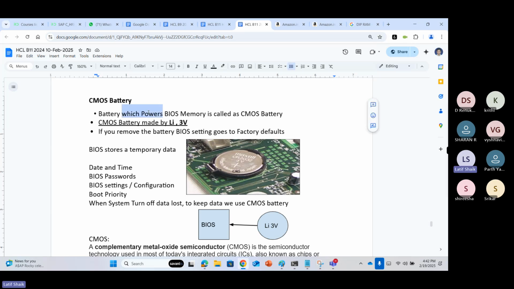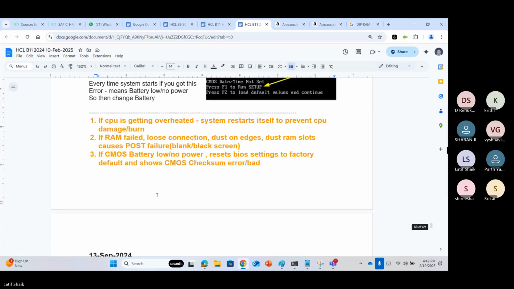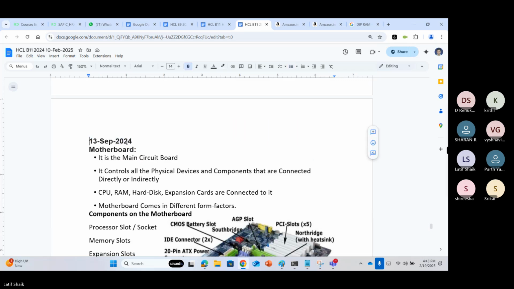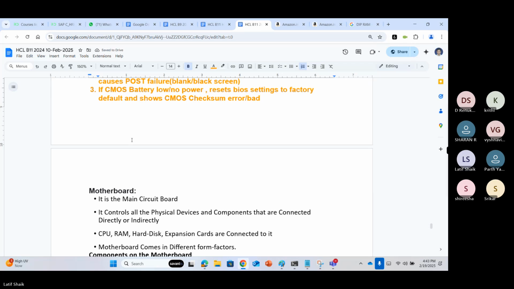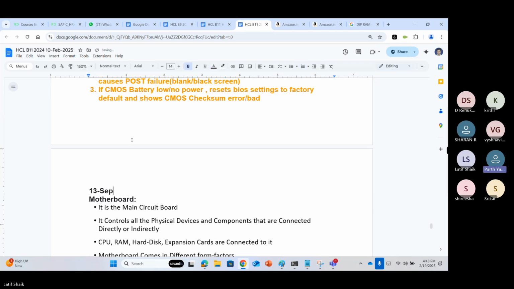See, this battery which powers the CMOS BIOS memory is called the CMOS battery. CMOS batteries are made of lithium 3 volts battery. If you remove the battery, whatever CMOS data is there is going to go to factory default. Understand, guys? Yes, sir.